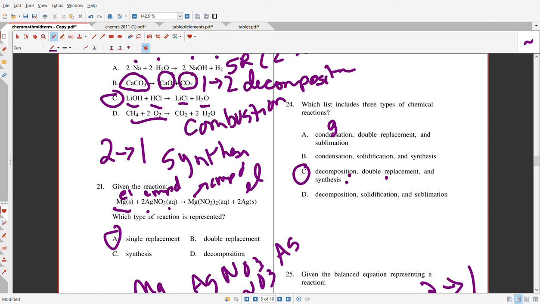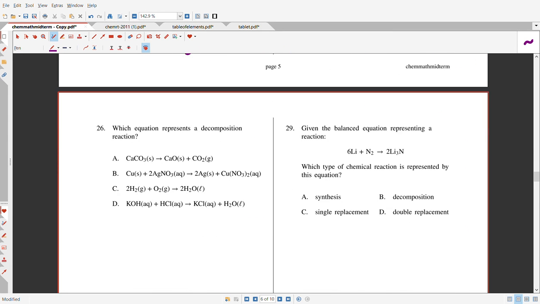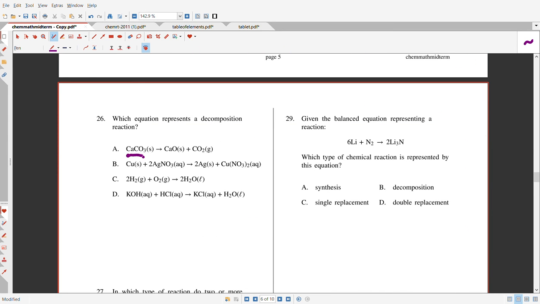This condensation is gas to liquid. Solidification is liquid to solid. So they're tricking you. Those are phase changes, which is a physical change, not a chemical change. But you just have to know all those words that I went over with you, because you're going to get a few of those. So this one went 1 going to 2. Do you remember what that one was called?